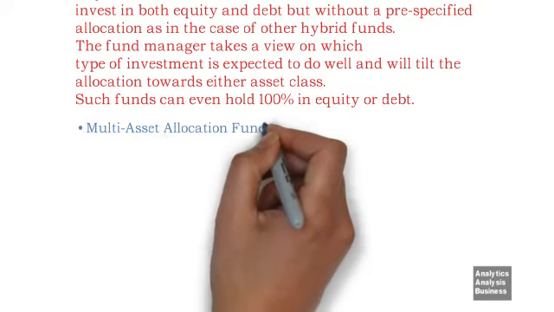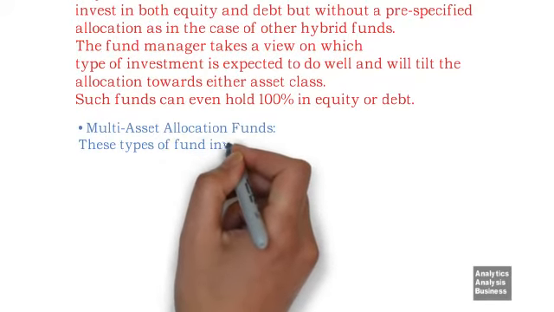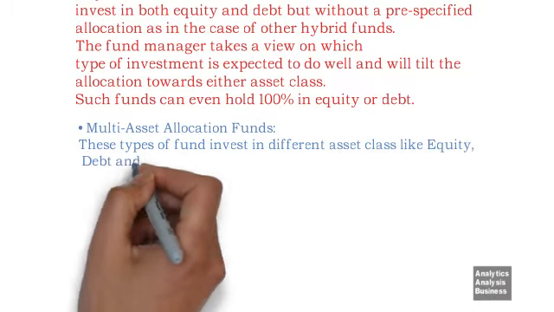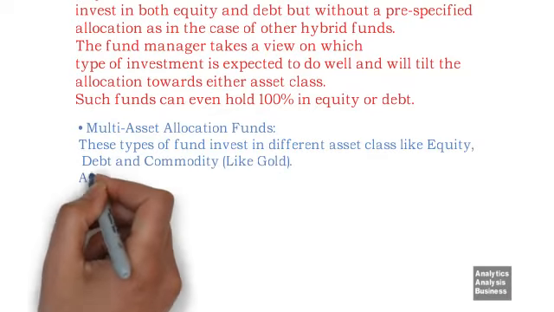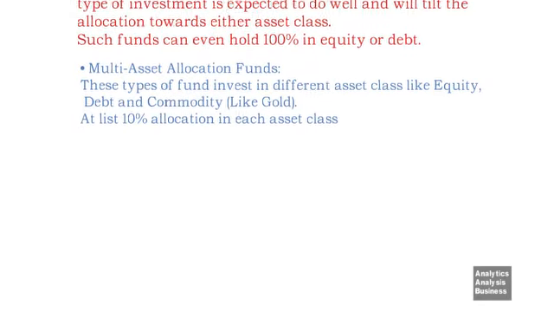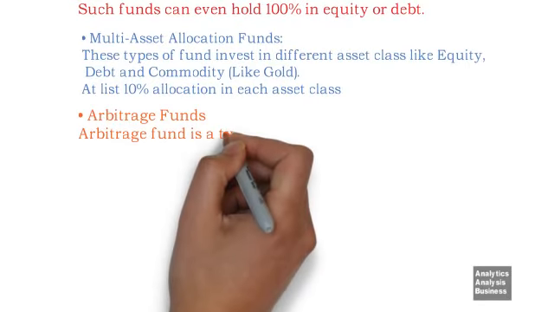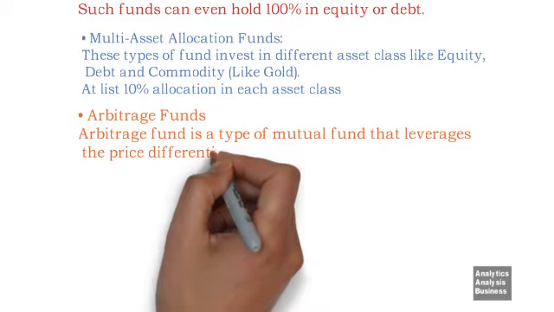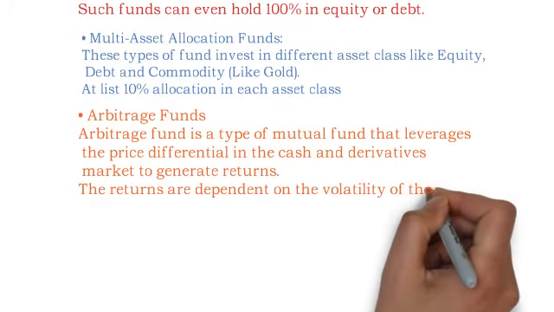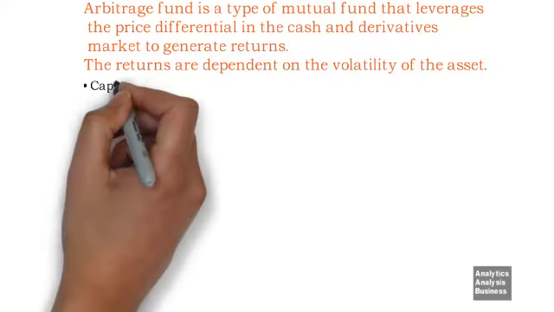Multi-asset allocation funds. These types of funds invest in different asset classes like equity, debt, and commodity, like gold. At least 10% allocation in each asset class. Arbitrage funds. An arbitrage fund is a type of mutual fund that leverages the price differential in the cash and derivatives market to generate returns. The returns are dependent on the volatility of the asset.